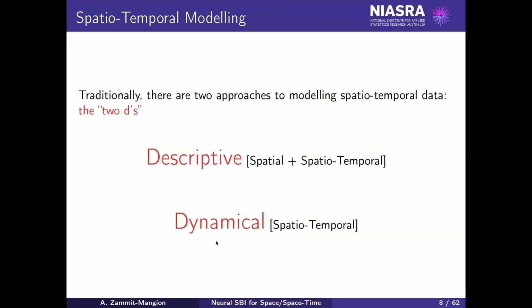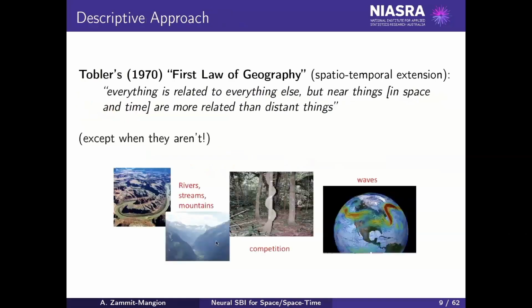All right, so briefly, again, for crash course purposes, there are 2 classes of spatial and space-time models. The first is the descriptive. Think of no physics. I just want to interpolate between points. That's descriptive. And then dynamical. Okay, so only for spatial-temporal. When we're talking about dynamical, we have some understanding of how this process is evolving over space and time. All right, so let's start off with the descriptive approach.